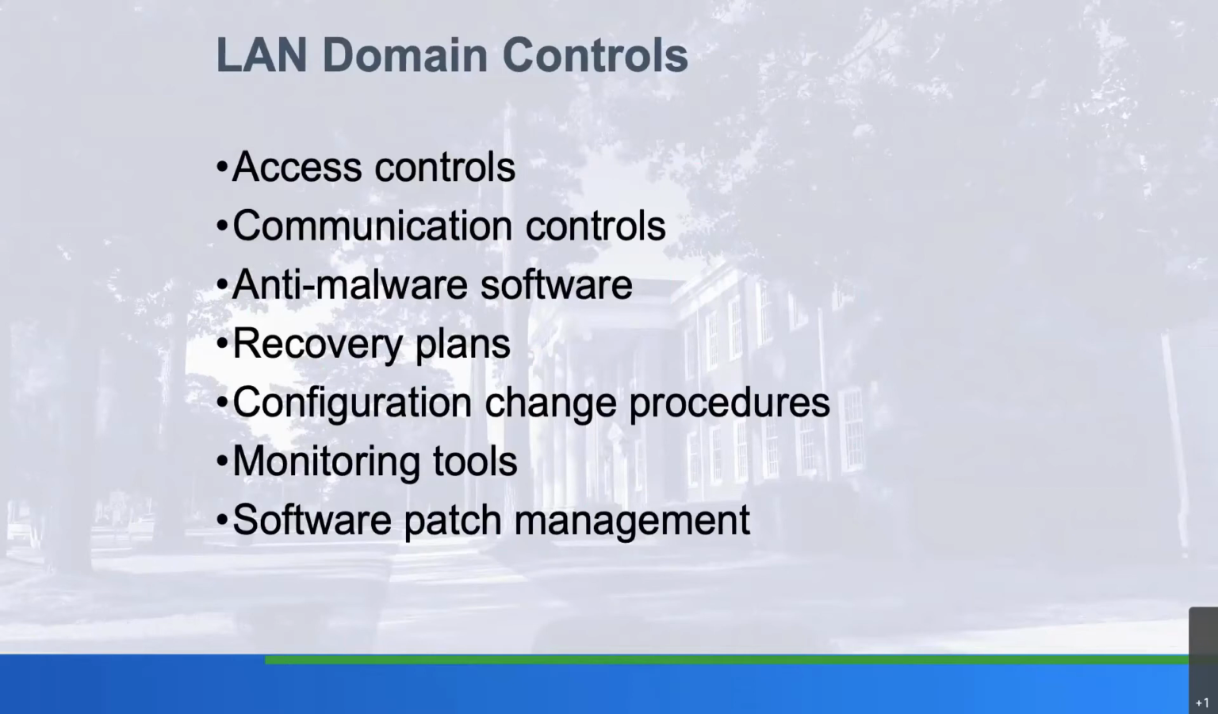Software patch management. We need to keep all our devices up to date. We may have a large array of different types of equipment on a network, and we need to keep all of that software up to date. And if you're working in healthcare, just imagine you have all of these IoT devices. We've got blood pressure monitors, MRI machines. We got to keep the software up on all of that stuff. So that becomes a really big job. But these are the most important controls that we're going to use in the LAN domain.